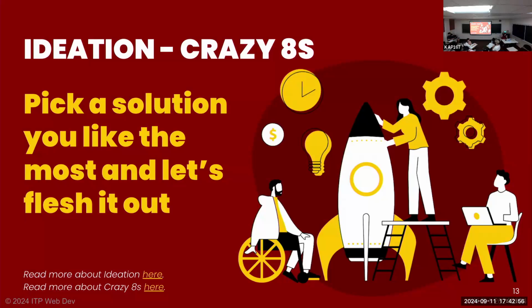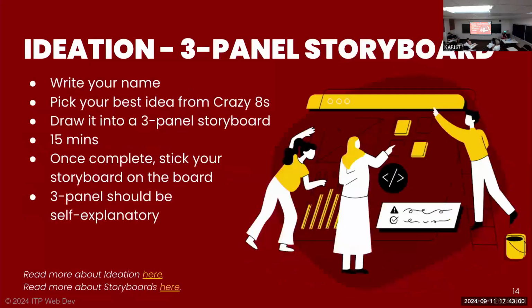Okay, so the next part is where you're gonna use your second piece of paper. It is a 3-panel storyboard. Please write your name on it because we're all gonna be sharing it and we're putting it on this board. So we want you to own up to your amazing artwork. So pick your best idea from your Crazy Eights, draw it into a 3-panel storyboard. There's gonna be a sample in the next slide. You're gonna have 15 minutes to really flesh it out.